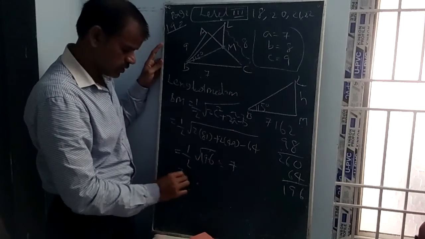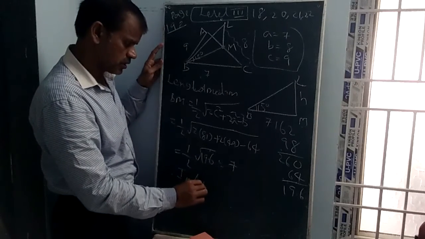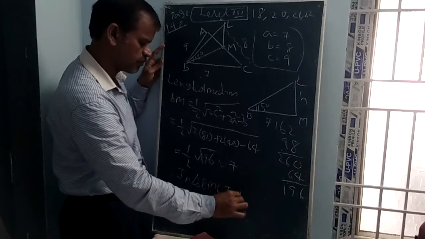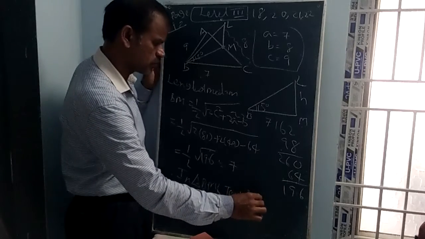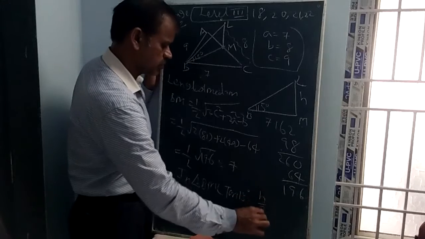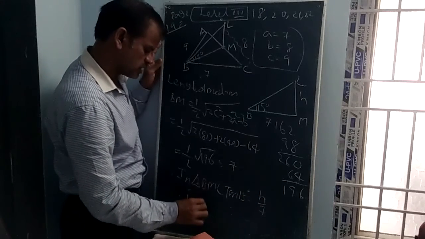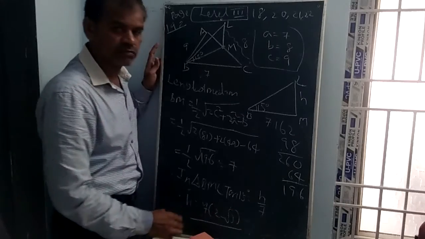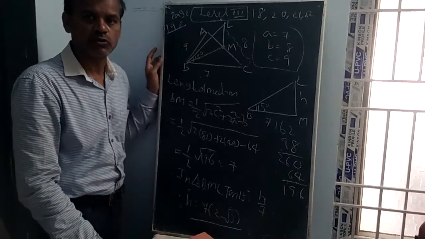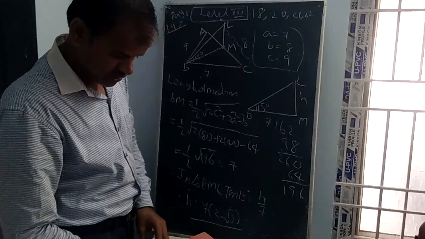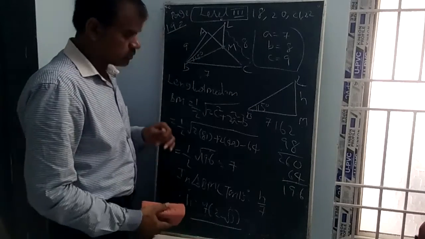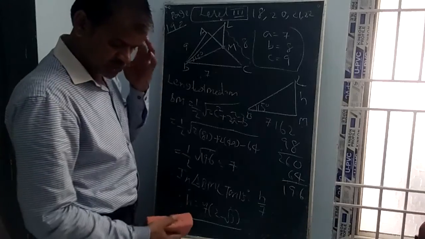Now in triangle BML, tan 15 degrees is equal to H by 7. So H is equal to 7 into tan 15. Tan 15 value is 2 minus root 3. So 7 into 2 minus root 3 is the correct answer, the second option. Now the 18th question is completed. Let us discuss the 20th question.